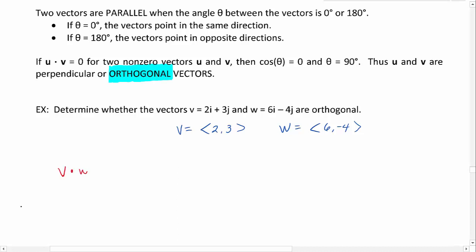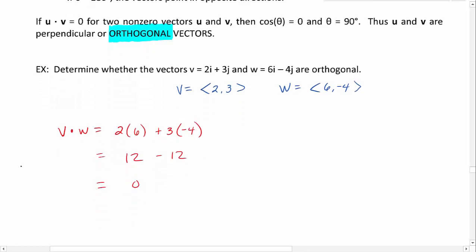v dot w is going to be equal to 2 times 6 plus 3 times -4. That's going to be 12 minus 12. We get our dot product to be 0. Therefore, we can conclude that vectors v and w are orthogonal.